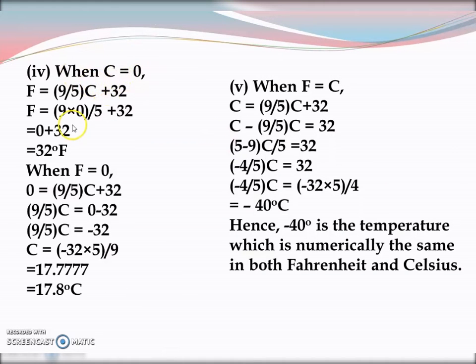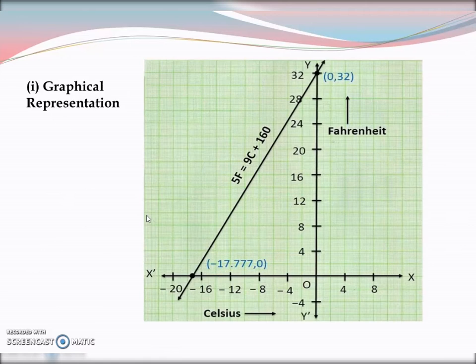Then fourth part is when C is 0, then what is F? And when F is 0, then what is C? So when F is 0, you are getting C as minus 17.777. Now you can round off this number to minus 17.8 so that you can plot it on the graph. So 17.8 is after rounding it off. So using these points, and when C is 0, that time F is 32, the graph can be drawn easily, and other points also will be lying on the same line.